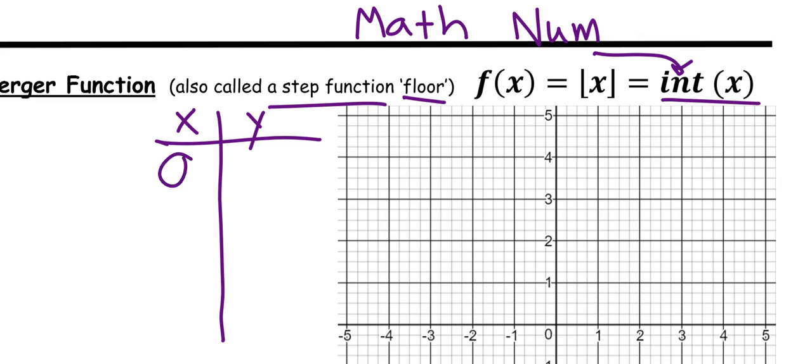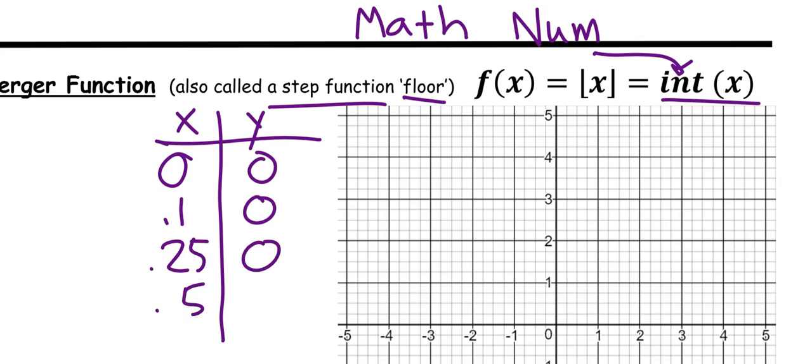So if I take 0 and I put it in this function and I round it down to the closest integer, guess what? That's still 0. What if I take the decimal 0.1 and I round it down to the integer that's below it? What do you get? 0. What about 0.25? Round it down. 0. What about 0.5? Round it down. What about 0.75? Round it down.